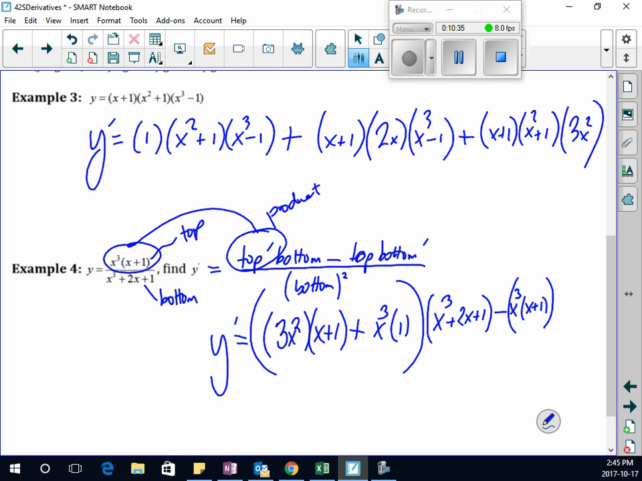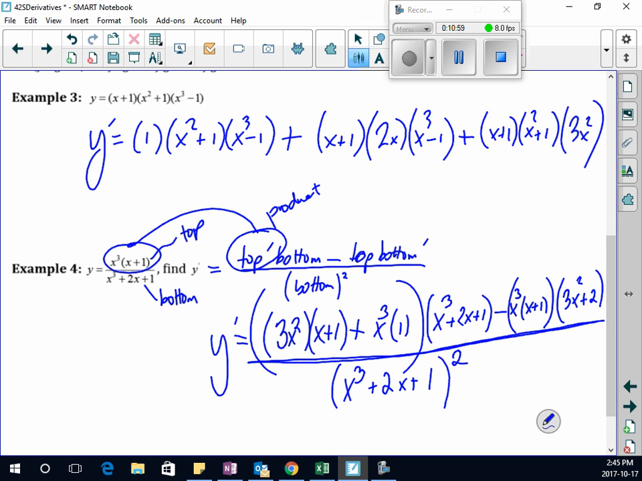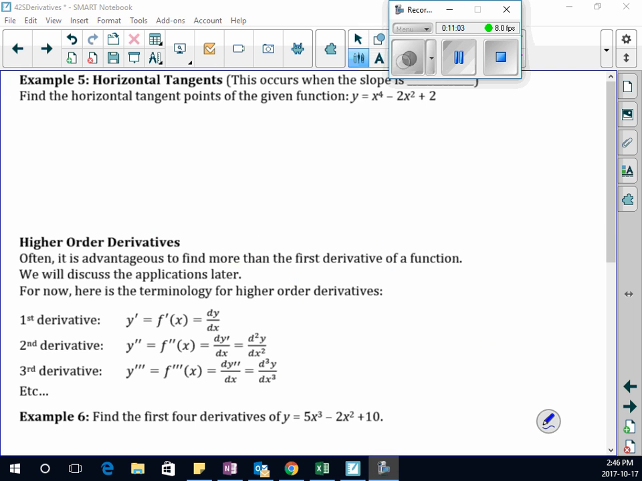Then it's the bottom derivative. So what's the bottom derivative? 3x squared. What else? Plus 2, right? And then the whole thing is divided by the bottom squared. So that would be x to the power 3 plus 2x plus 1, the whole thing squared. Does everybody see that?